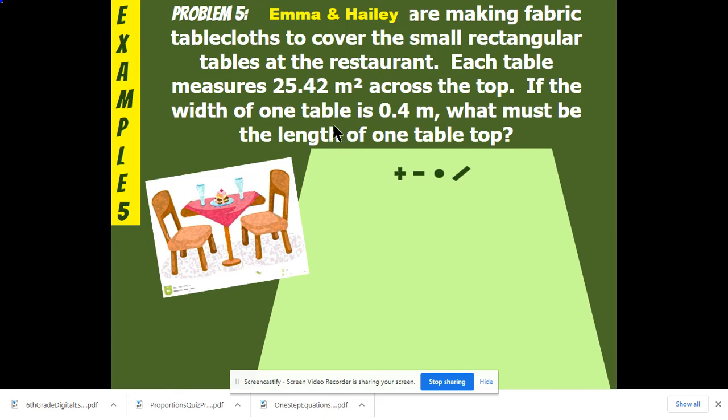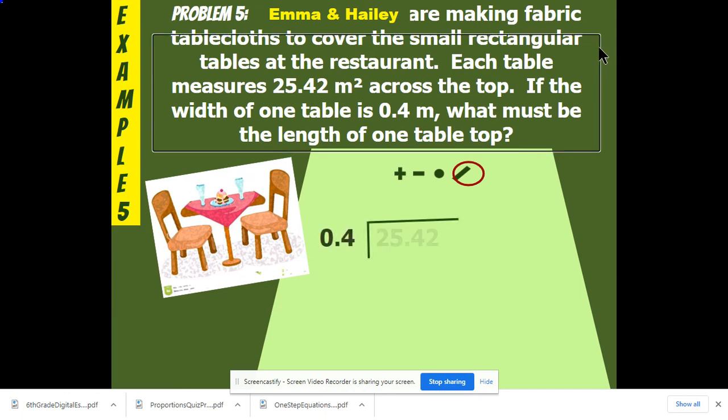Given the area and the width, to get the length, I'm going to have to do the opposite of multiplication. I'm going to have to divide. So I'm going to take 25 and 42 hundredths and divide that by 4/10. Now here's a problem. I've got decimals in both the divisor and in the dividend. First I'm going to start out here with the divisor. I cannot have a decimal there, so I need to make this a whole number. I can make it a whole number by moving it over 1 to the right.